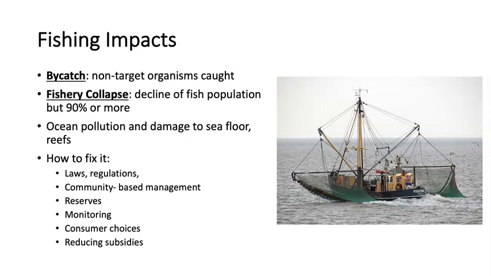Consumer choice, so choosing as an individual purchaser of fish to not buy fish that are already known to be over-harvested to try to discourage their continued harvest. And also reducing government subsidies, which is basically where the government puts funds into a particular industry to try to encourage it for economic growth.